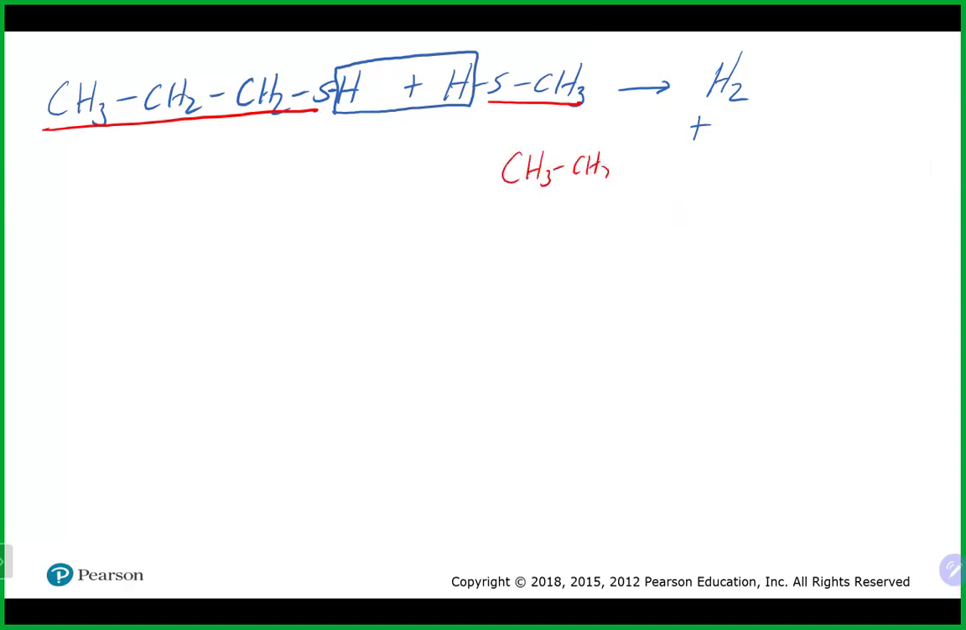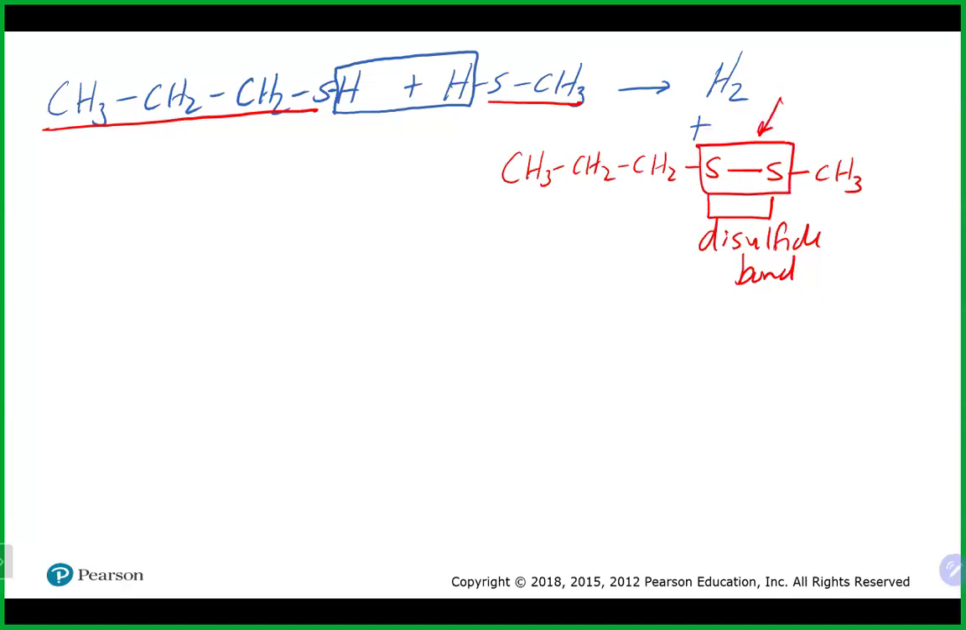CH3, CH2, CH2, S to the S, and CH3. This makes right here a disulfide bond or a disulfide bridge, which sometimes you see in amino acids like cysteine, which has an SH group in it. It will make this disulfide bond or bridge. So when you put two thiols together, you're going to remove hydrogen and squish both ends together. The connection always is the sulfur to sulfur connection to make that disulfide bond.